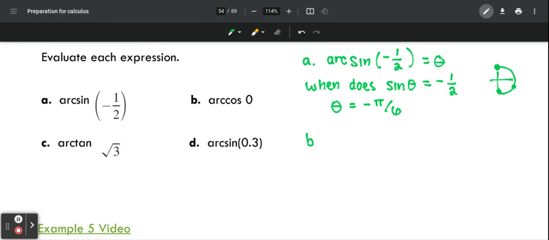For B, if we have arc cosine of 0, we're solving for an angle measure. Remember, cosine is restricted from 0 to pi. So when does cosine equal 0? When does your x-coordinate equal 0? We would say at pi over 2.